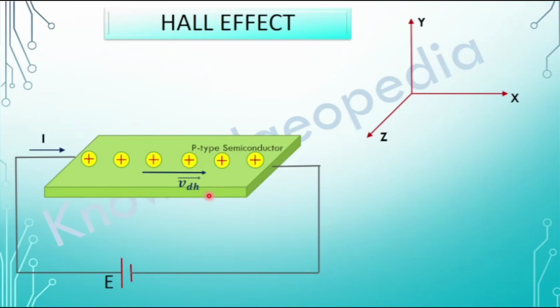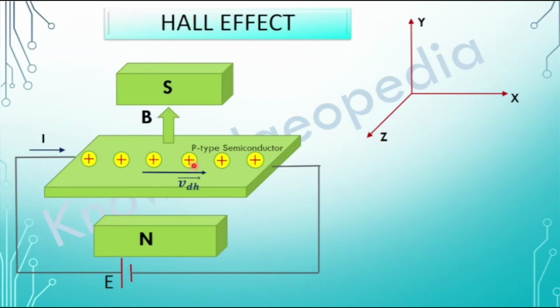Its direction is in the positive x direction. Now, if we apply a magnetic field perpendicular to the plane of the wafer, that is in the positive y direction, what will happen? Let us look into that. As these holes are moving inside a magnetic field, they will experience a Lorentz force given by the equation Fm equals Q VDH cross B. Q is the charge of the moving particle, that is the charge of the hole.